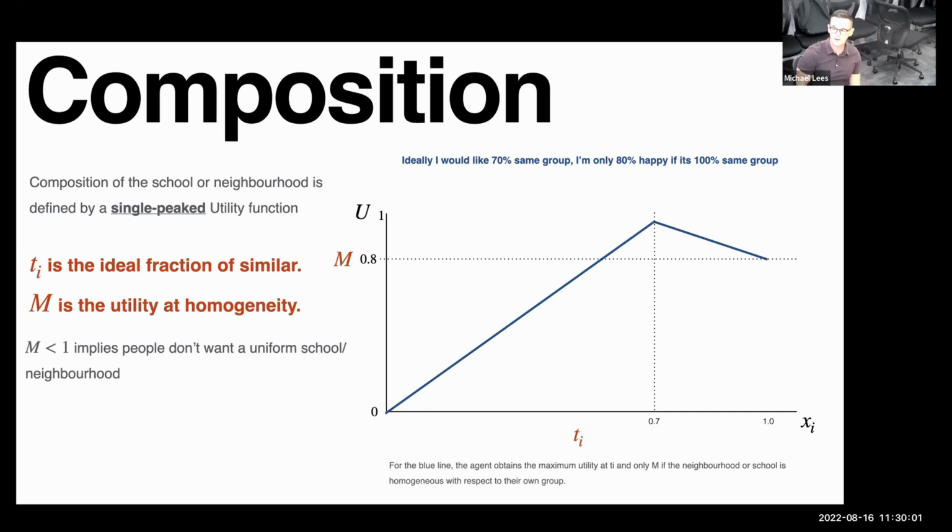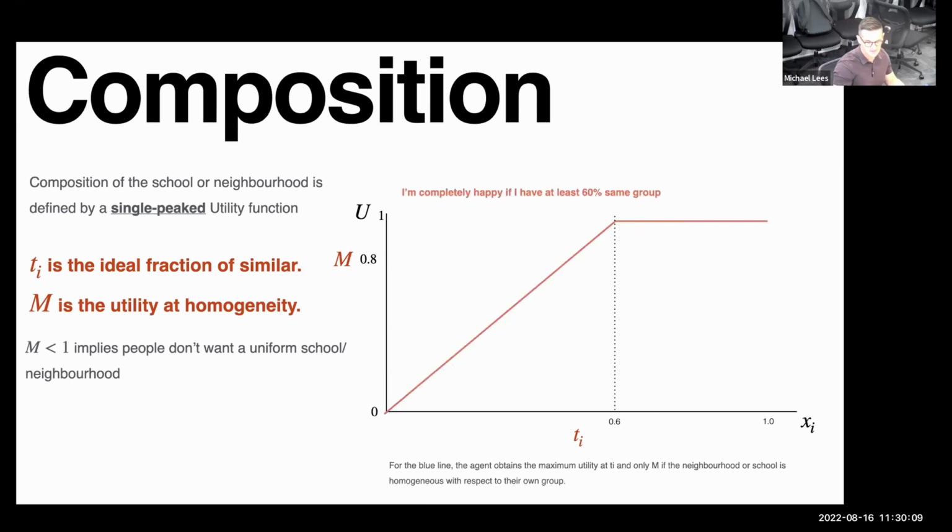So there are 2 parameters which govern this: the ideal point, and the discount for homogeneity. So you can do variations of this. Something like this is like the Schelling model. I'm completely happy if at least 60% are of the same group. And then if it's completely homogeneous, I don't care.